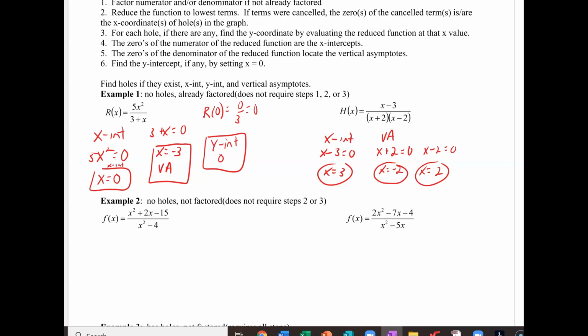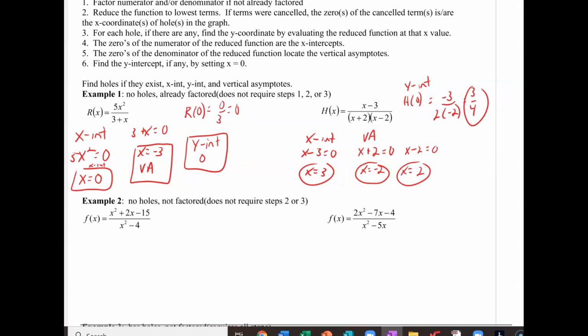And then to find the y-intercept, you just find h of 0, which would be negative 3 over 2 times negative 2. I just made all the x's 0, so they pretty much disappear. And that is negative 3 over negative 4, or 3/4. There's your y-intercept. All right, let's get to the one that requires factoring.